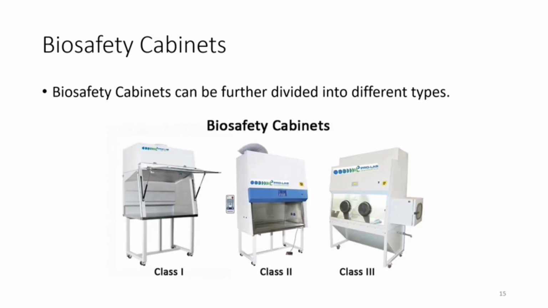Depending on the safety level, BSCs can be further classified into Class 1, Class 2, and Class 3. The one most commonly seen in our school is the Class 2 BSC. You will learn about it in more detail in subsequent topics when we talk about the biological hazards.